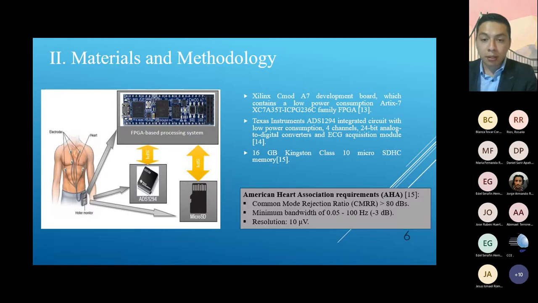According to the American Heart Association, there are some recommendations for a reliable acquisition of the ECG. In this case, these are a common mode rejection ratio greater than 80 dB, a minimal bandwidth of 0.05 to 100 Hertz, and a resolution of 10 microvolts.